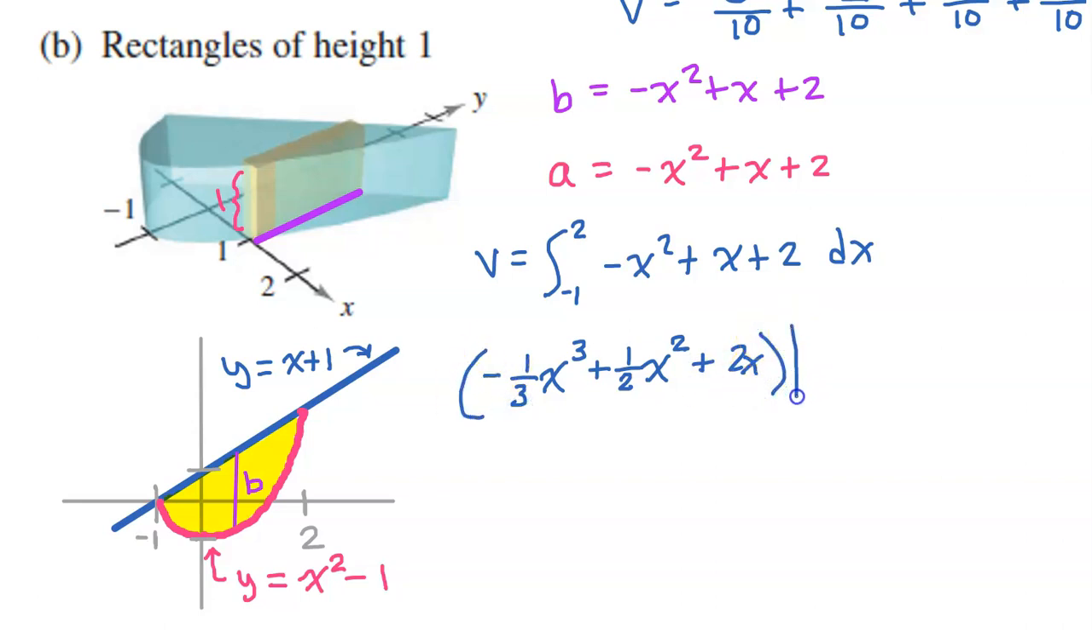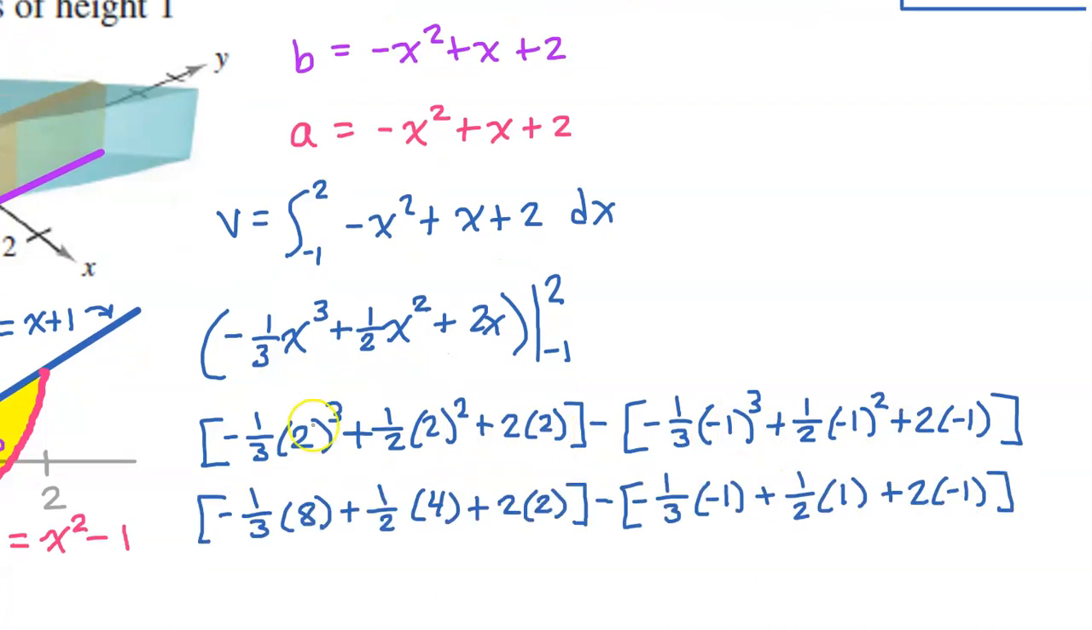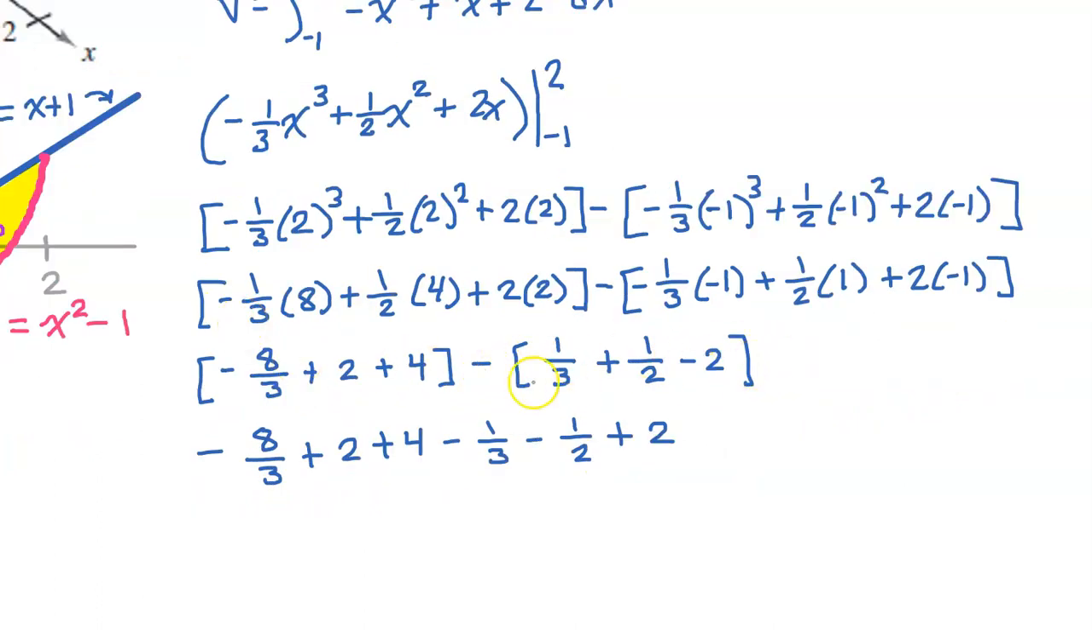We evaluate using the limits of integration from -1 to 2, which means we need to find the value at 2 minus the value at -1. So here is the value at 2 minus the value at -1. Applying all of the exponents gives us this. Doing all of the multiplication gives us this. Getting rid of the brackets and distributing the negative sign gives us this.